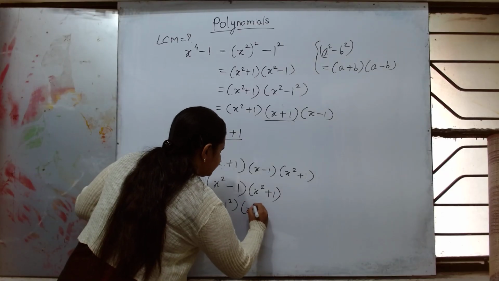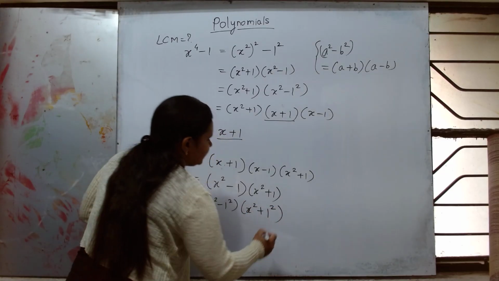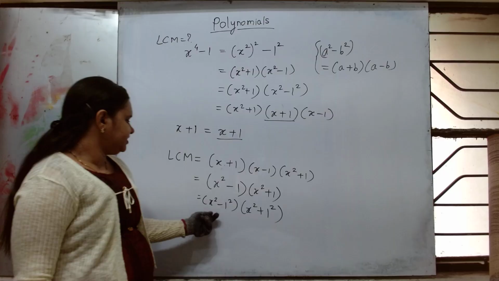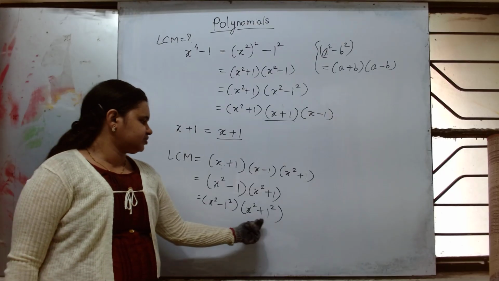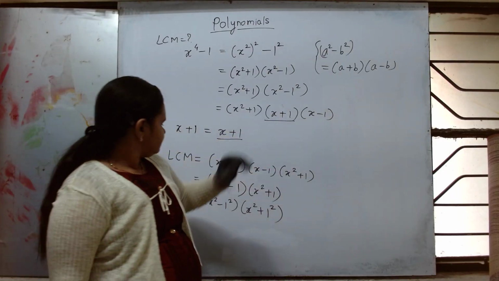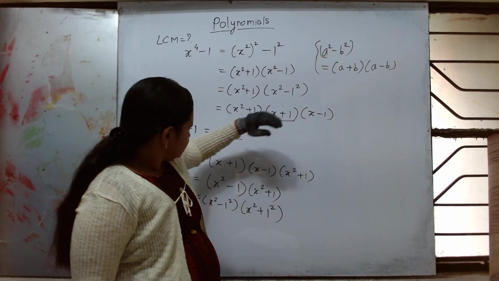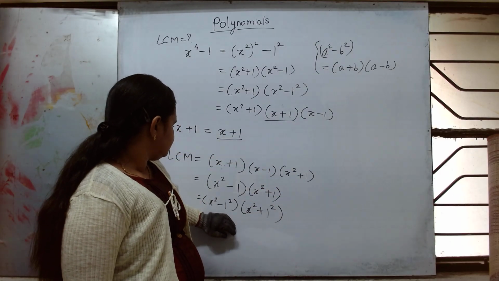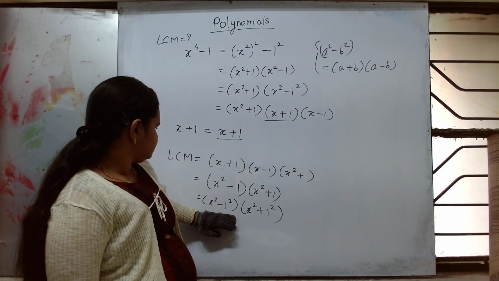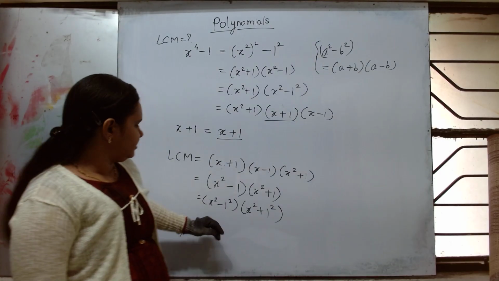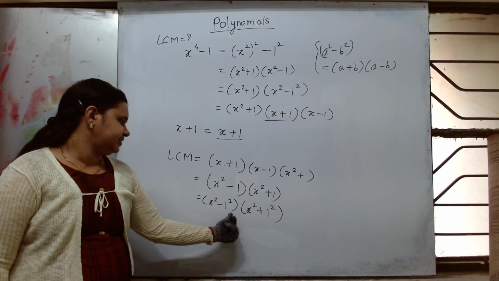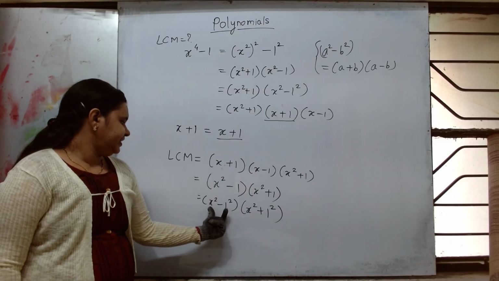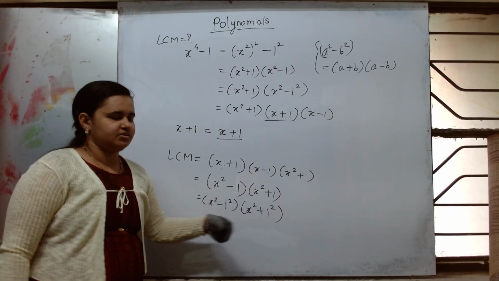Again in the second bracket I write 1 as 1 square. So it is again a square minus b square, a square plus b square. So it is a minus b. If we take a as x square and b as 1, it will be a minus b, a plus b.